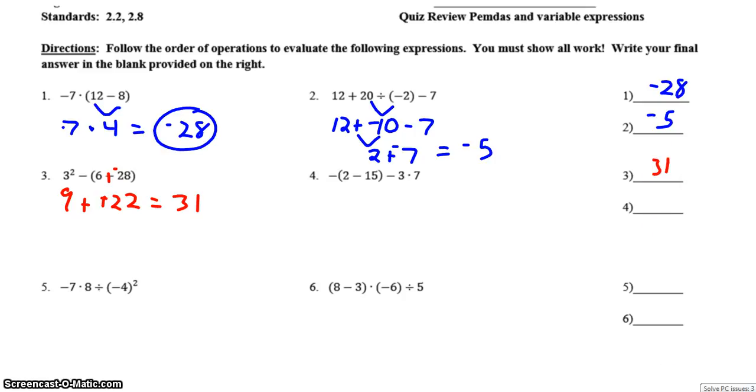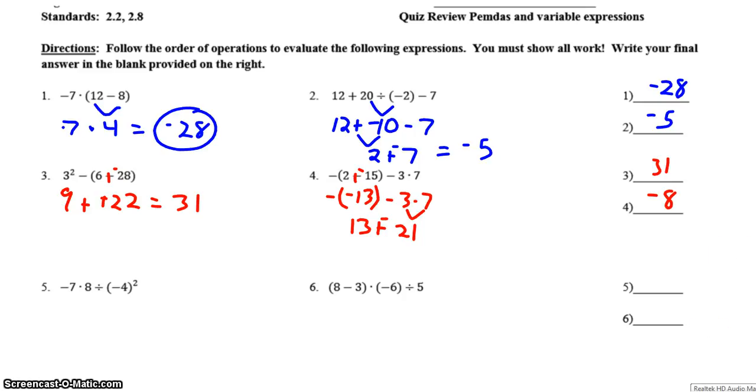In number 4, we have a set of parentheses, 2 minus 15. I would do that first. 2 plus -15 would give me -13. Now there's a negative outside of that, so -13 actually becomes +13, and 7 times 3 would give me 21. So now I have 13 minus 21, which I'm going to rewrite as 13 plus -21, and that would give me -8.